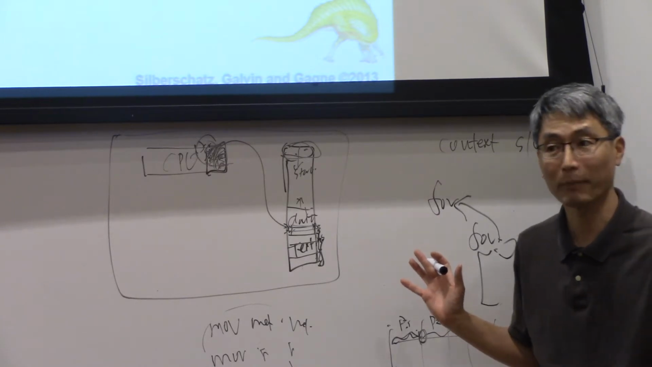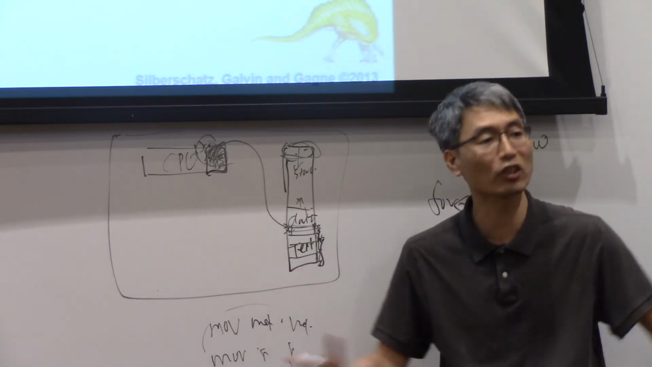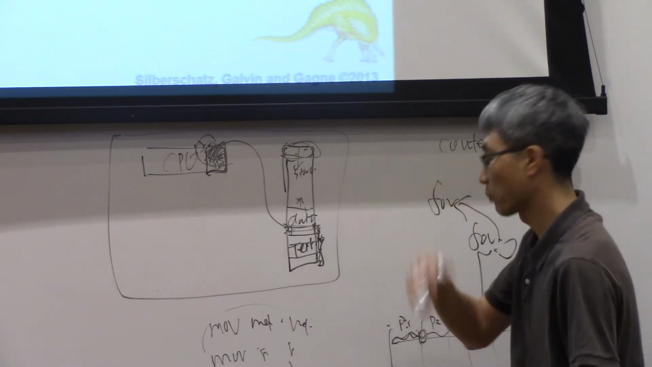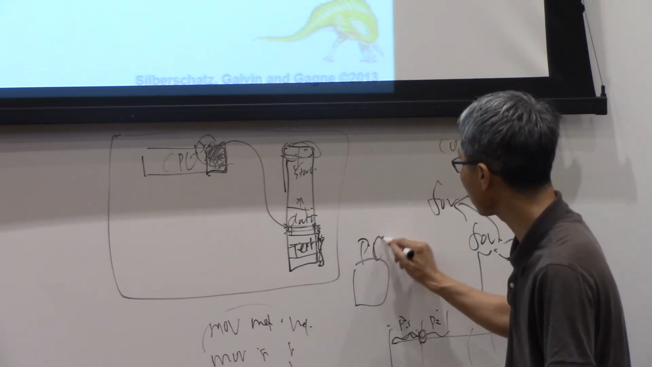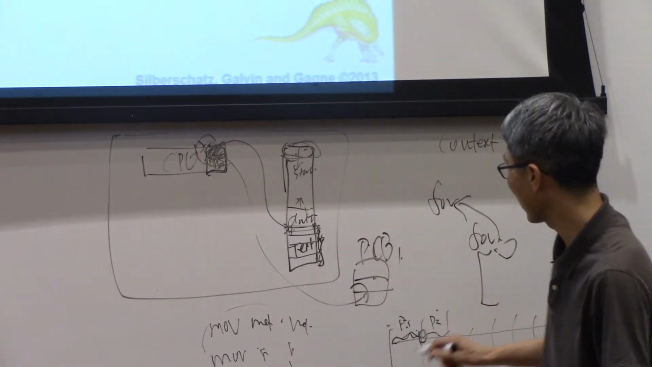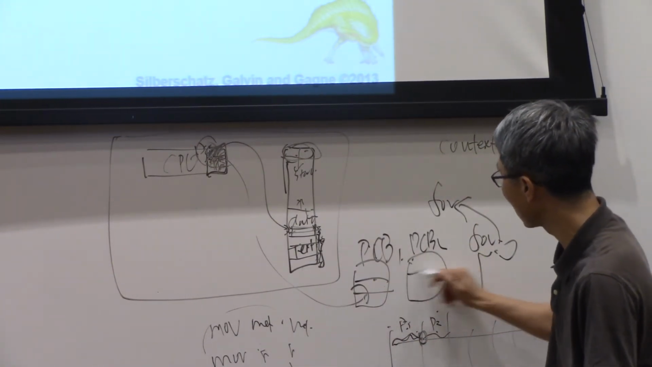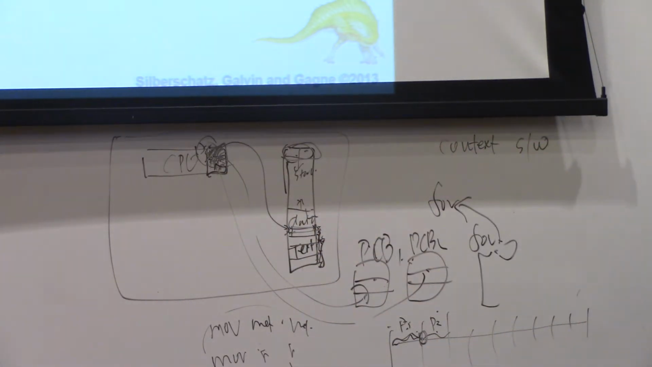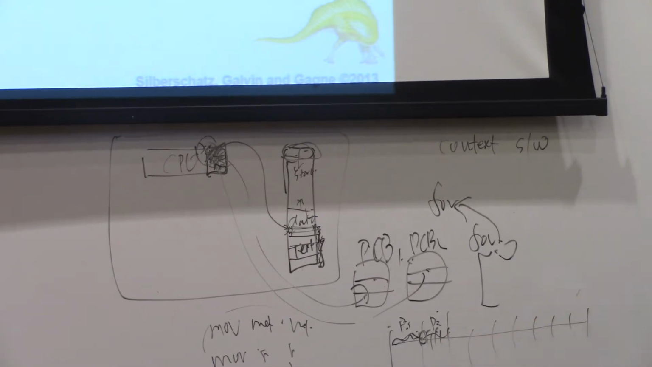PCB. Do you remember that PCB is the process control block? It's the data structure that keeps all the information about the process. So this is the PCB for P1, and this information will be stored. And P2 also has a PCB, PCB2, and this will be loaded into the register. Then continue to process the instruction.